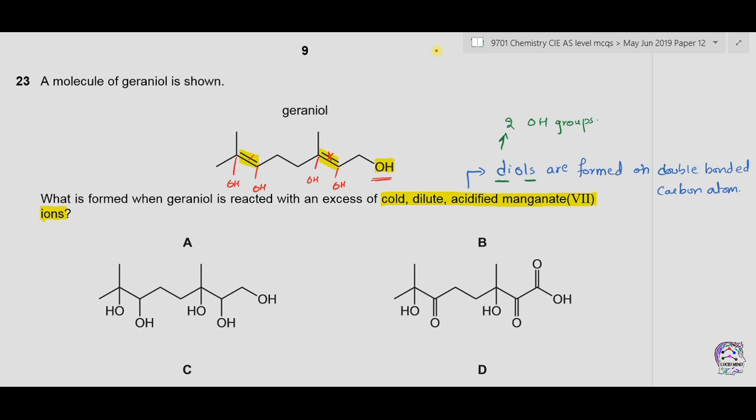In option A, we can see that two OH groups are attached. Also, the double bond is converted into a single bond. Again, two OH groups are attached and the double bond is converted into a single bond. And OH is not affected. So, therefore, the correct option is A.